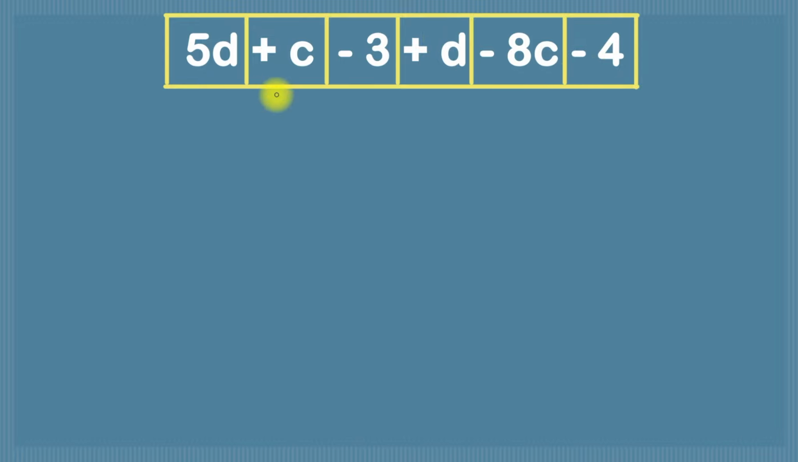By the way, whenever you see a variable by itself, the number in front of it, called a coefficient, is always 1. So if you would like, you can just write a 1. So here, this C will automatically be 1C. And this D here will automatically be 1D.